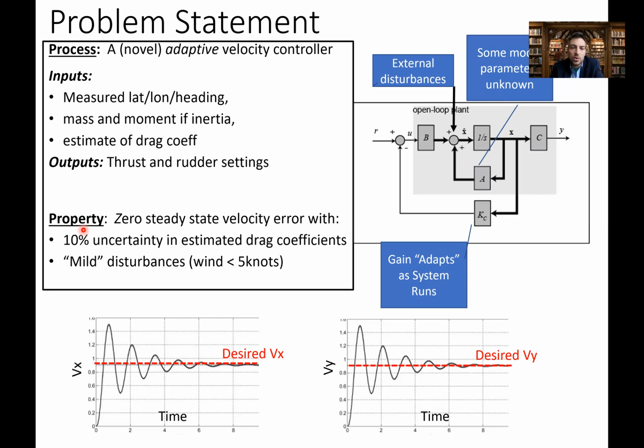So the way you would show that property is ultimately we want to make a plot that shows as time goes on that the velocity converges on the desired velocity. There might be some oscillation, there might be some overshoot as we learn what the drag coefficients are and we adapt to them, but ultimately this gets to and stays on the desired velocity.